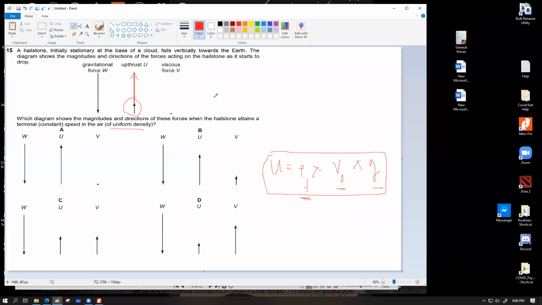D is the correct response because the upthrust should not be changed and the upward drag should be the remaining length.